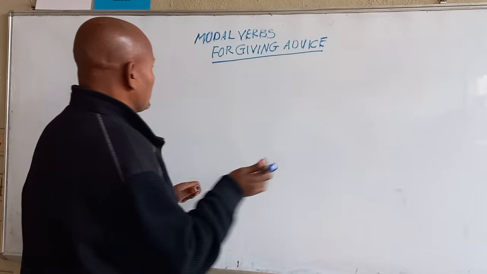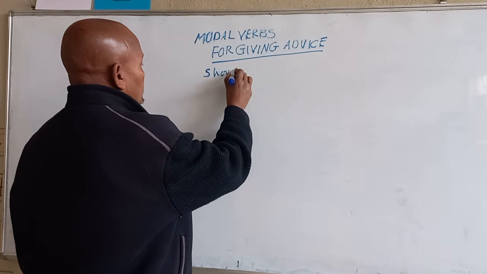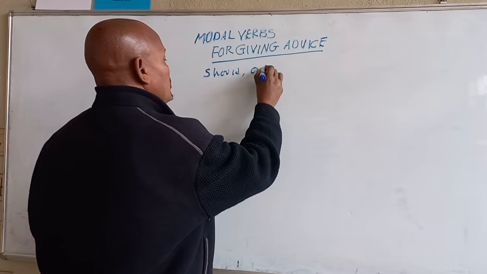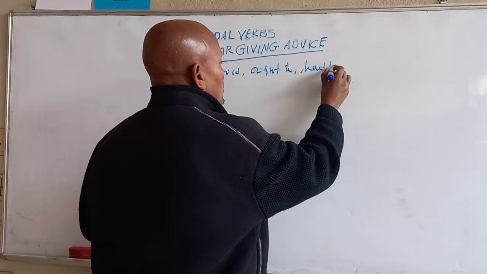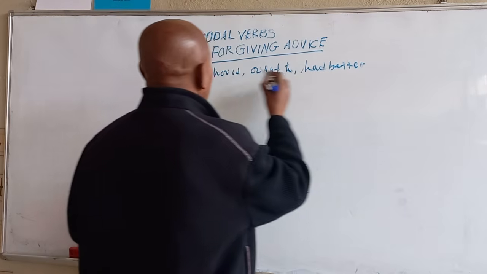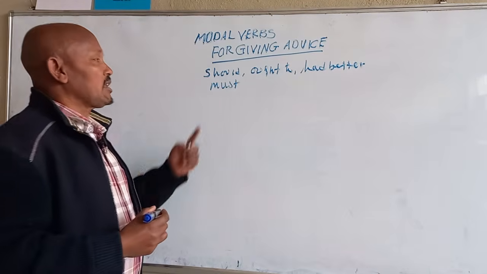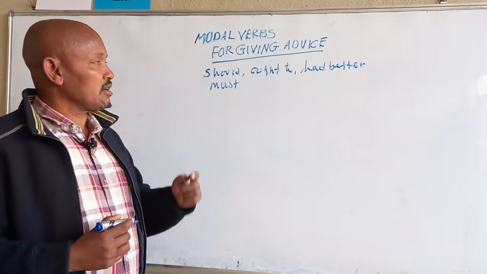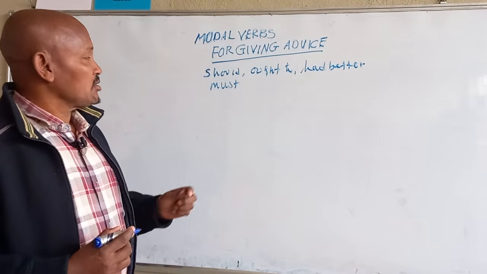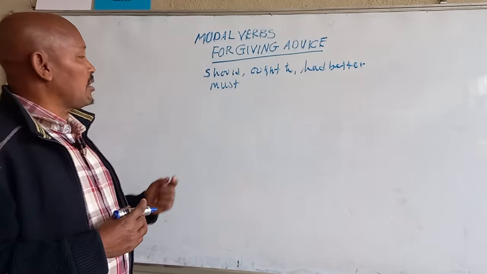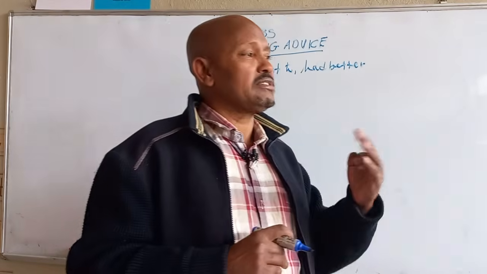Some of the modal verbs here are should, ought to, had better, and must. All these are modal verbs which are basically important for giving advice. So let me show you examples of how these kinds of modal verbs are used to give advice and suggestions.